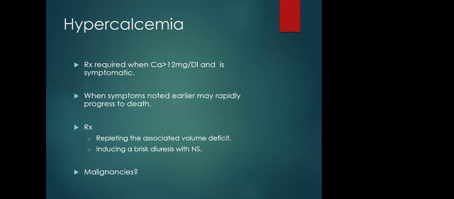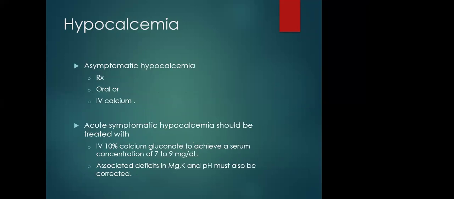Treatment is required when you have calcium more than 12 milligram per deciliter and is symptomatic. When symptoms are noted early, it may rapidly progress to death, and treatment is usually by repleting the associated volume deficit, inducing a brisk diuresis with normal saline.